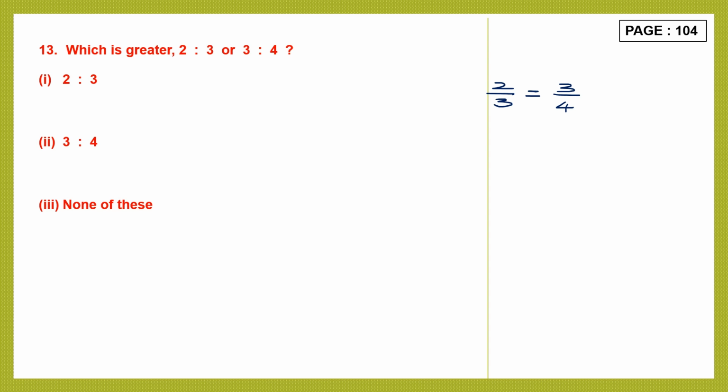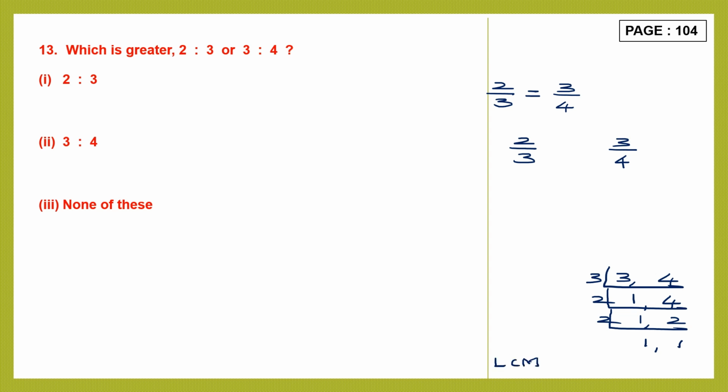We know how to compare fractions. One way is to find the LCM. So if we have these two fractions, 2 by 3 and 3 by 4, first we find the LCM of the two denominators. Okay, so let's find the LCM of 3 and 4. So let's begin with 3, 3 ones and bring down 4. Then continue with 2 this time. 1 and 2 twos are 4. Continue again with 2, 1 and 1. So what is the LCM? The LCM is 3 into 2 into 2. 3 twos are 6, 6 twos are 12. So the LCM is 12.